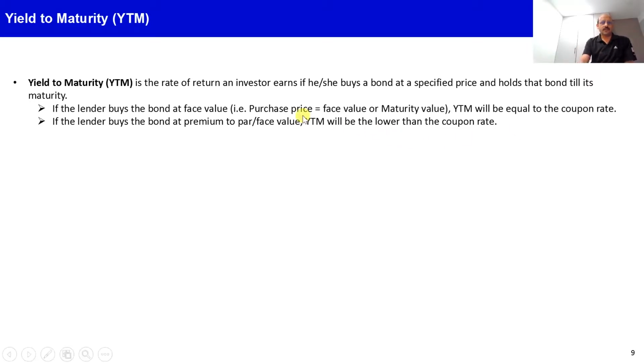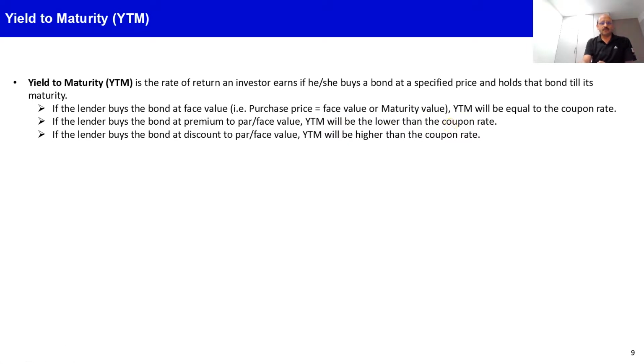Then, if the lender buys the bond at a premium to the par value, since he has paid a premium, his average return will become lower than the coupon rate, because he has already paid the excess over the par value. So his coupon rate will not be sufficient. His actual YTM will be lower than the coupon rate.